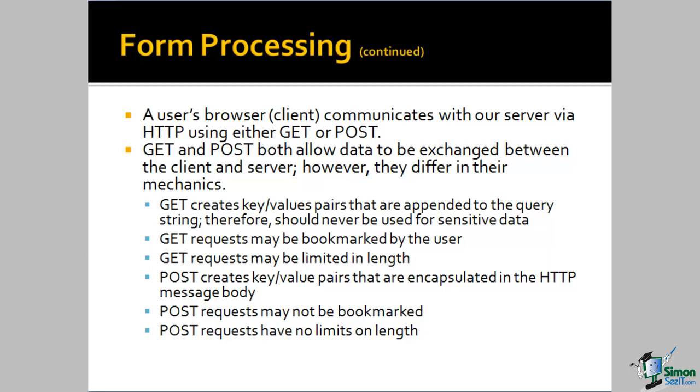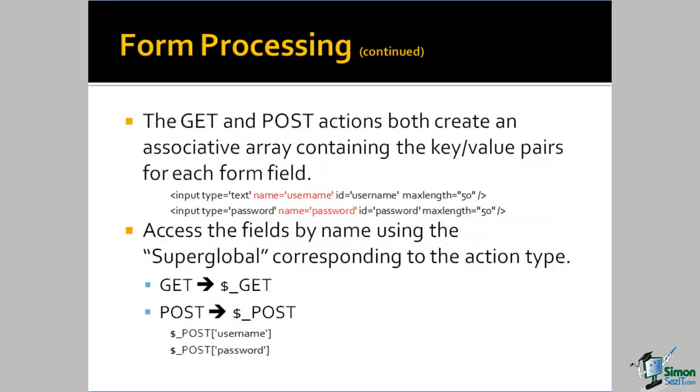In contrast, the post method passes the data back to the server in the HTTP body so that it is not visible. Another big difference is that the get method may actually be limited in the amount of data that can be sent back, whereas the post method has no limit. In both cases, the get and the post store the form data in key value pairs, giving us access to that data on the PHP side using the associative array syntax that we're comfortable with.